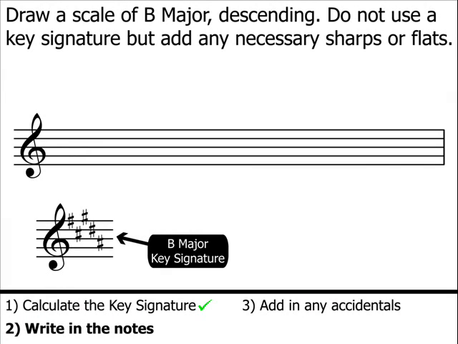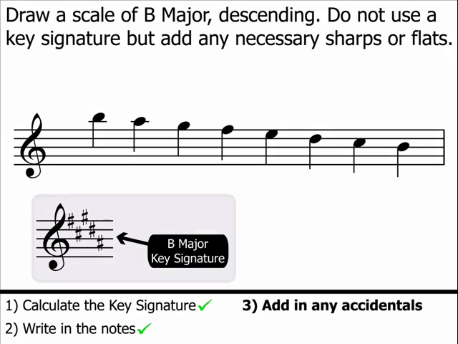Step 2, write in the notes. Here's our starting note, B. Here's a note on every line and space. Remember going down, because this is a descending scale, to the next B. Step 2 complete. Step 3, we need to add in those accidentals.